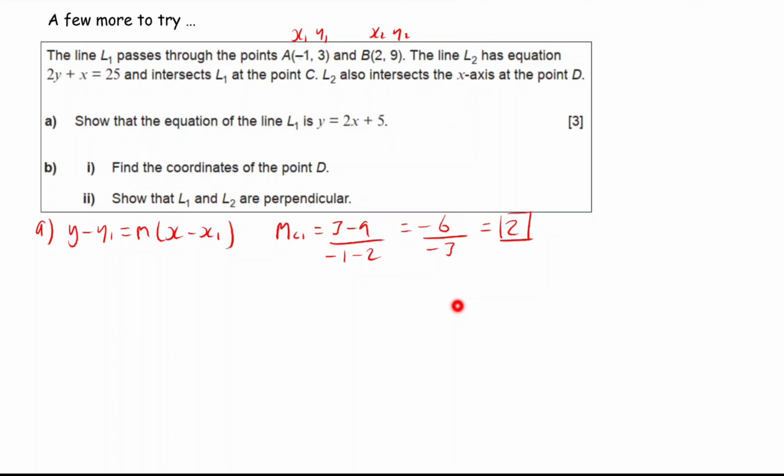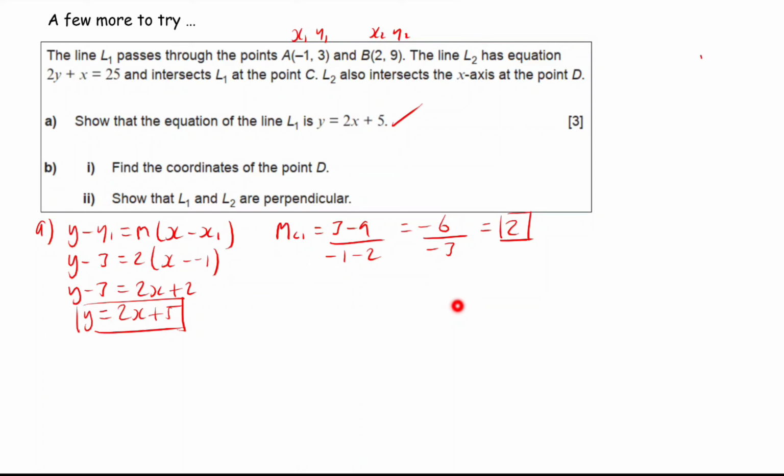Substitute our gradient and a pair of the coordinates into our equation of a straight line. So y minus 3 equals 2 brackets x minus 1. y minus 3 equals 2x minus 2, since minus 1 times 2 is minus 2. Then make y the subject, so y equals 2x minus 2 plus 3, which gives us 2x plus 5. So we've shown the first part.